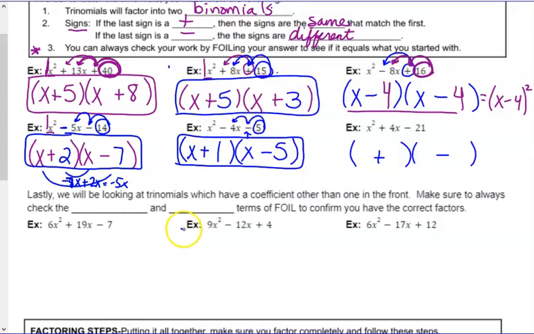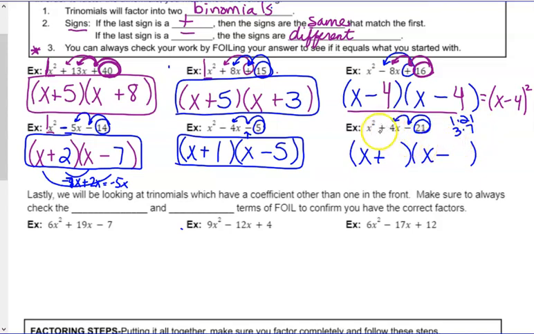Again, we have a 1 in front of our x squared, so I have to split up this x squared, and we can ask that wonderful question: what do we multiply to get 21 that I subtract to get 4? Well, the only factors for 21 are 1 and 21, 3 and 7. Subtract these, I get 20. Subtract these, I get 4.